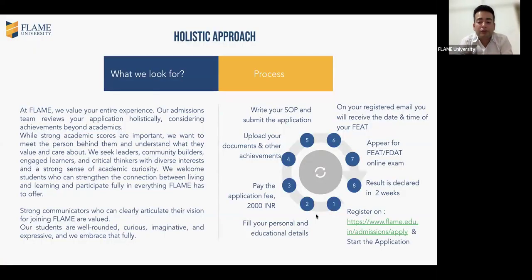Now, coming to the admission process, we have our own application process which you'll have to go through. Under that, you have to write a statement of purpose. Post that, you'll be giving your previous academic grades. Let's say if you don't have your 12th grades right now, you can put your predicted grades. Along with that, any extracurricular achievements which you have done are also very important.